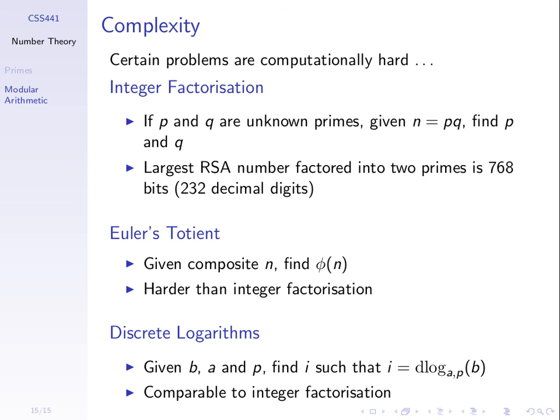And discrete logarithms are hard to find the answer to. Given the modulus p, the base a, and the answer b, find the exponent i, it takes a long time to solve that. Right? So these are three problems, and it will be easy to calculate n, or the totient of n, if we know p and q, but if you don't know p and q, find those values, we'll see that they're not solvable, and that will be a security feature of the algorithm called RSA.